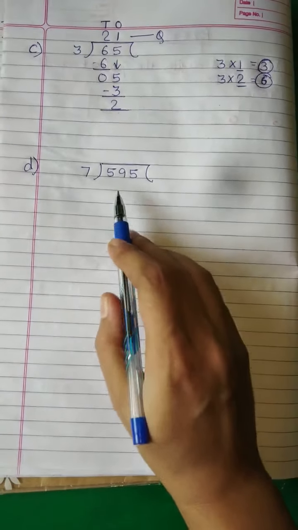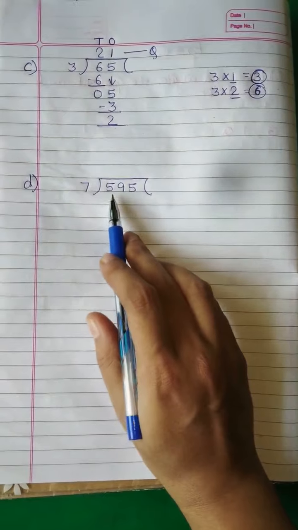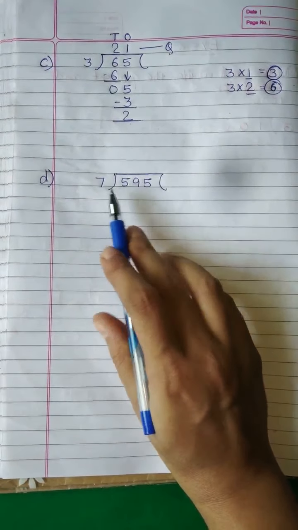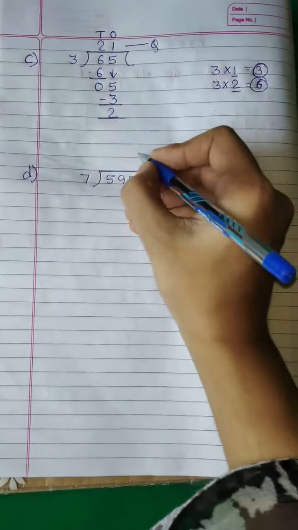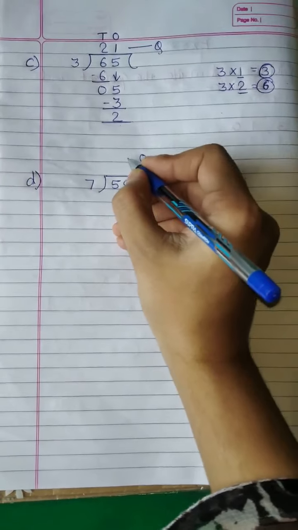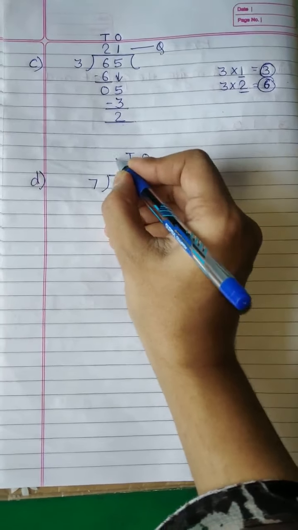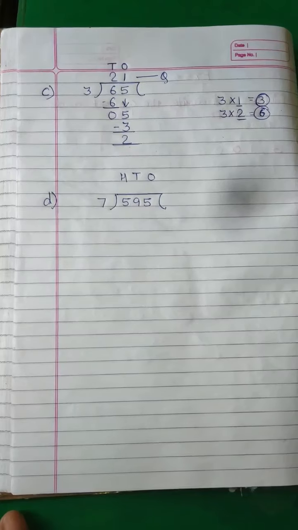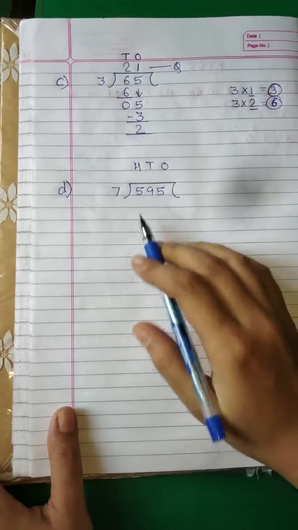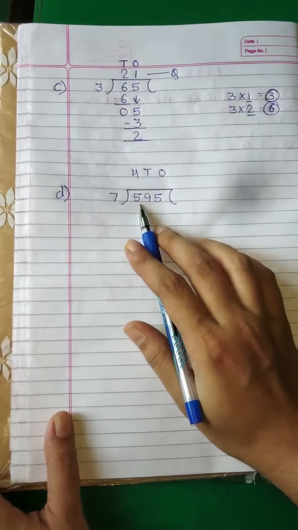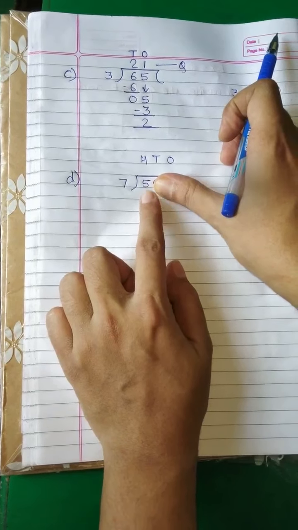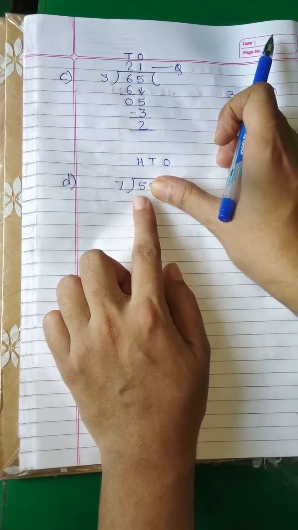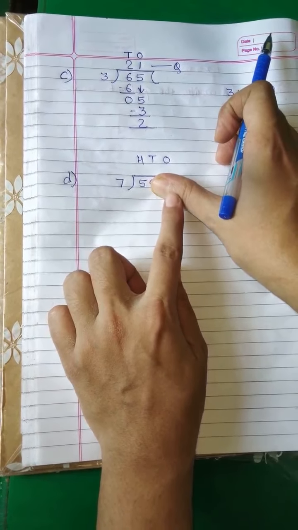Now have a look at D part. Here we have to divide 595 by 7. Let's mark the places. 1's, 10's, 100's. 595 is a 3-digit number, so we'll start dividing from the 100's place digit. Now if I take only one digit, it is 5. It is smaller than the divisor, so we cannot start with the division. So I need to take one more digit.